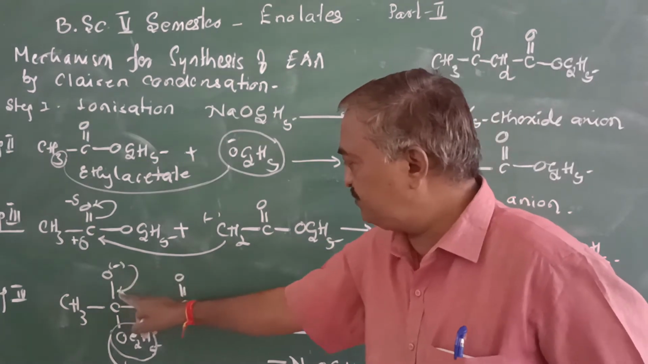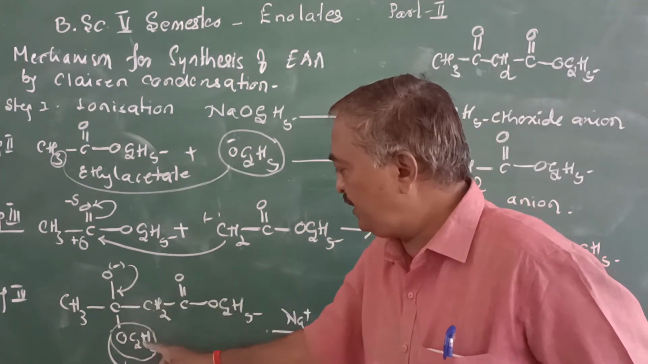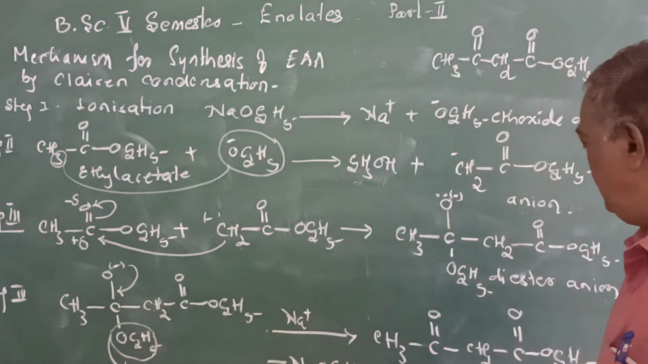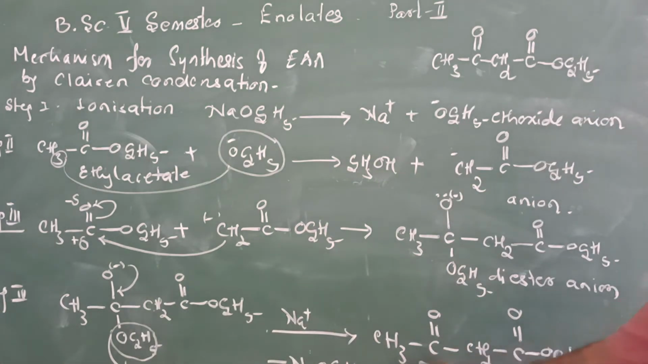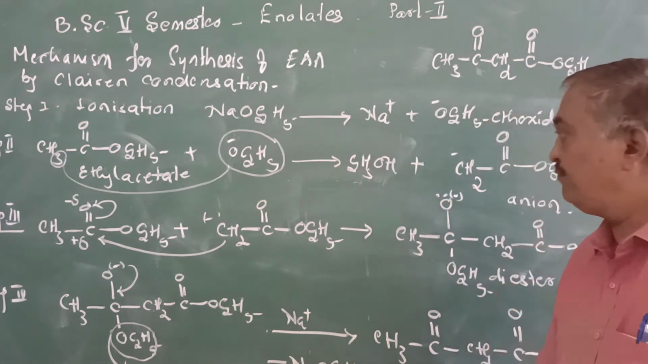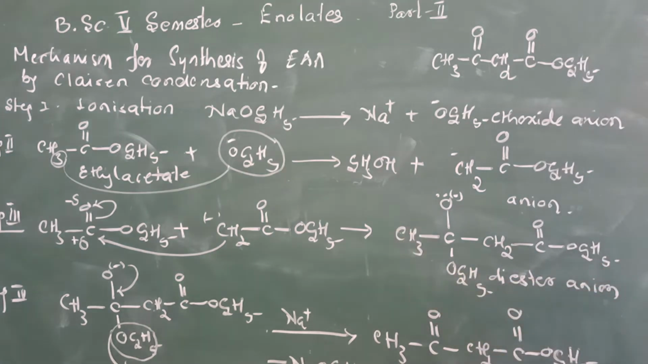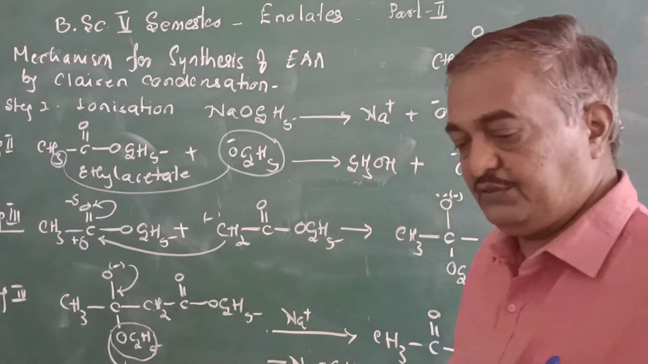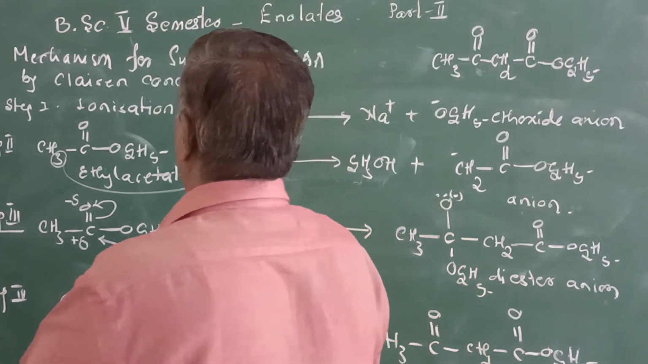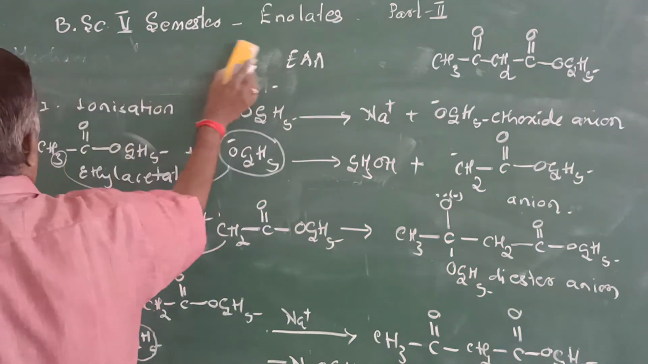The negative charge shifts here, it will become ketone, and OC2H5 eliminates, and whereby you will get CH3C=O, CH2C=O, OC2H5. This is your ethyl acetoacetate with regeneration of sodium ethoxide. So these are the steps involved in the mechanism for synthesis of ethyl acetoacetate by Claisen condensation. Okay, so this is the 5 marks question. You have to answer for this.